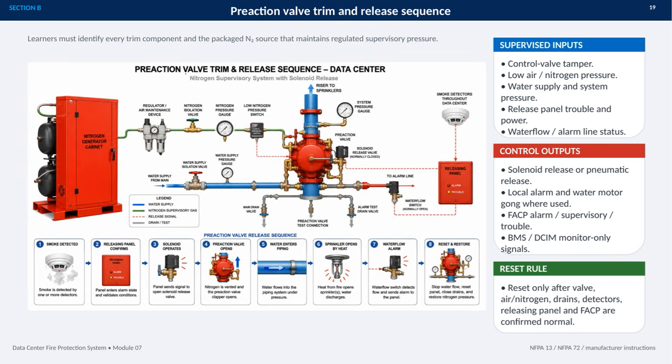When a release condition occurs, the system may operate a solenoid or pneumatic release. Depending on the installation, it can also activate a local alarm and water motor gong. Signals are sent to the fire alarm control panel as alarm, supervisory, or trouble conditions, while the building management or data center infrastructure systems receive monitor-only signals.